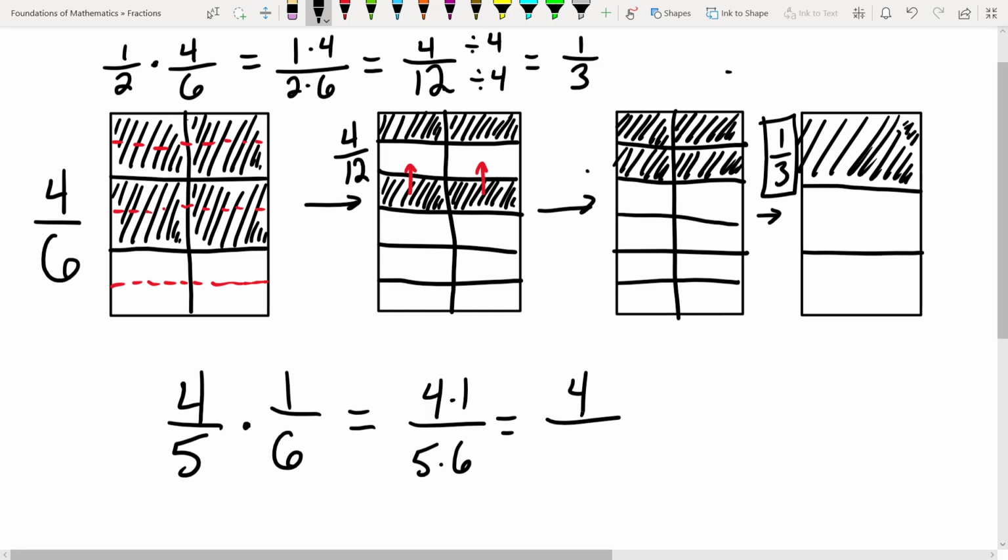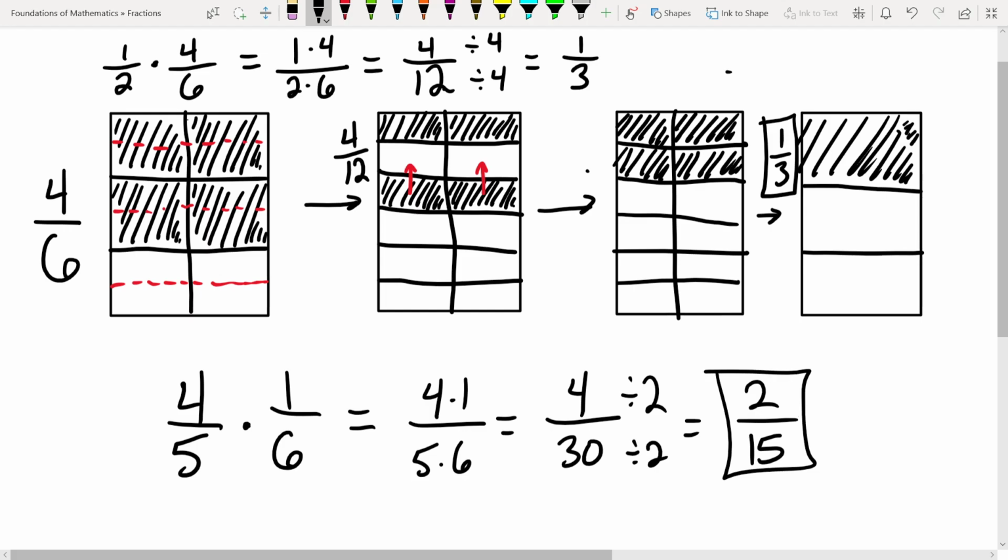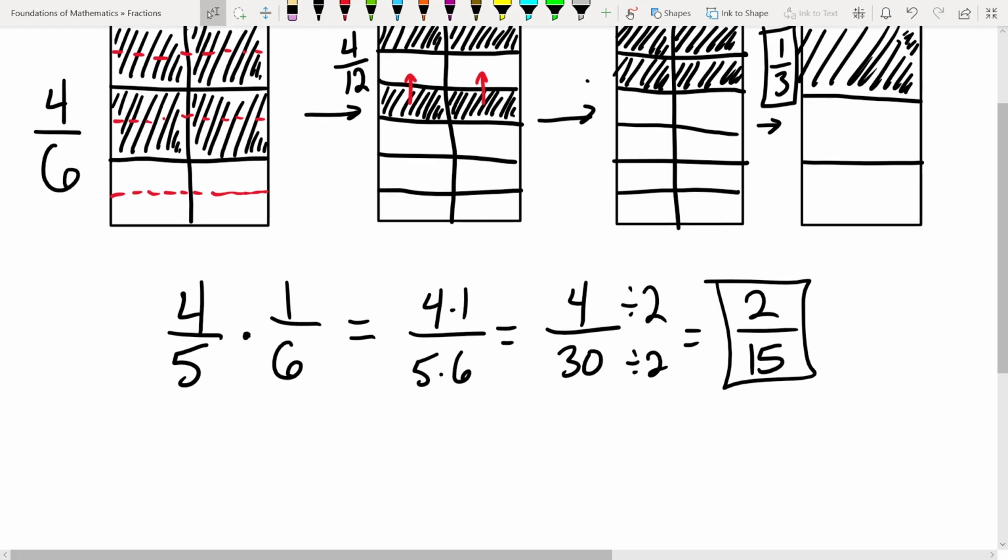4 times 1 is 4, 5 times 6 is 30. We can divide top and bottom by 2, giving us 2/15. And that is completely reduced. Let's look at one more. Same algorithm here.